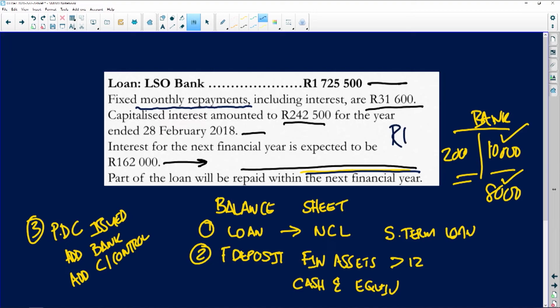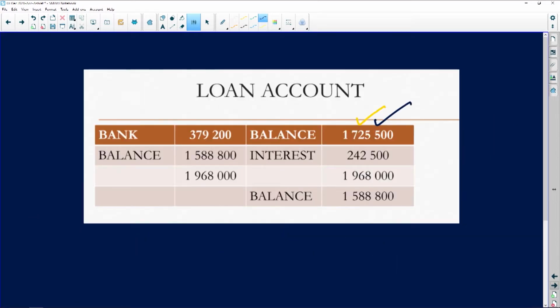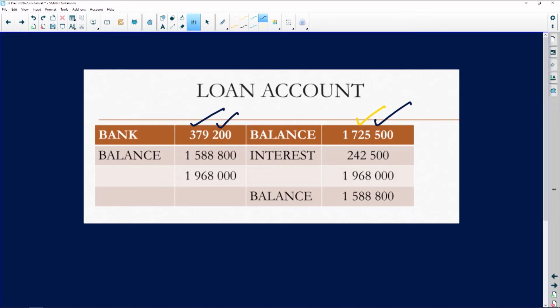remember, read the question first, the monthly repayments amounted to 31,600. So what do we do? Take your 31,600 times 12, and that will give you a figure of 379,200. Watch. There's my bank figure. There's my 379,200. Once again, it was monthly repayments, so I multiplied it by 12 to get the annual repayment. So there we go, 379,200 is my annual repayment.